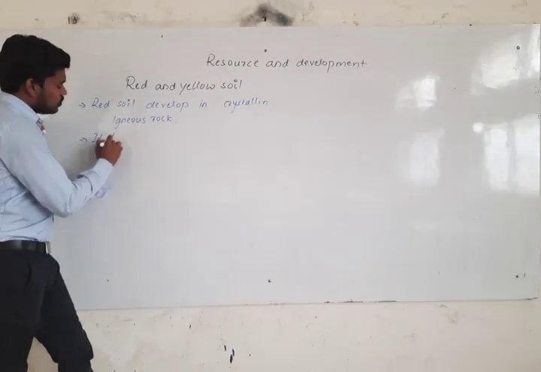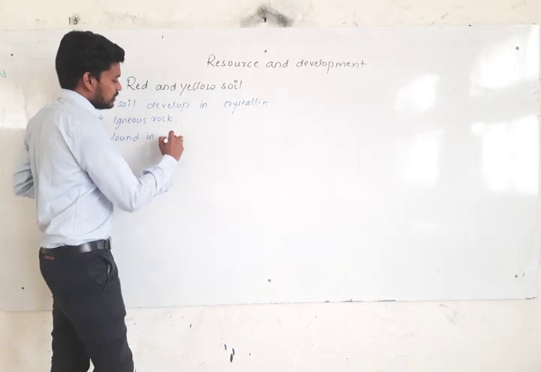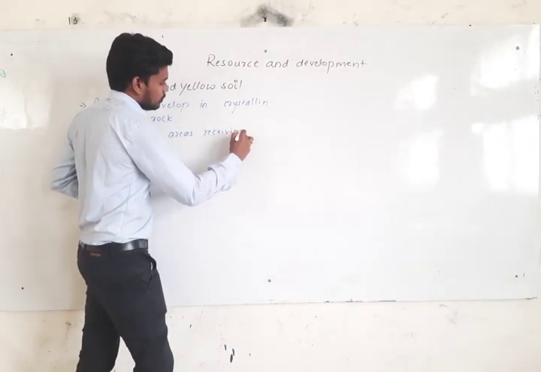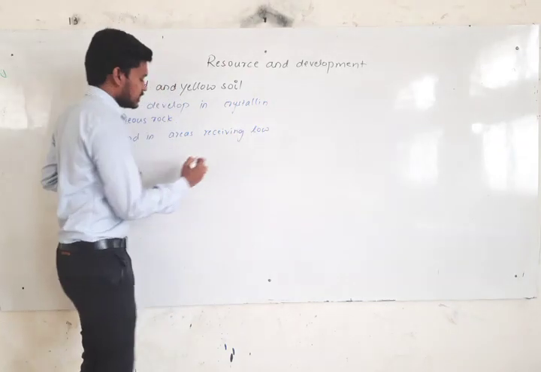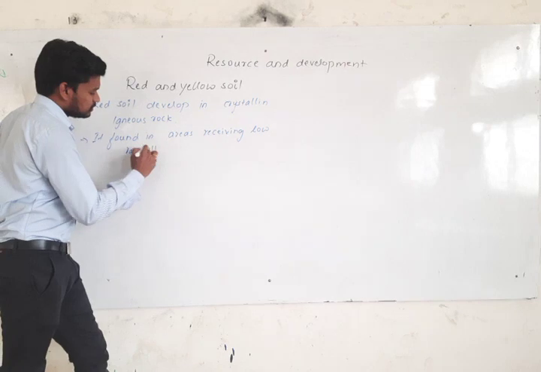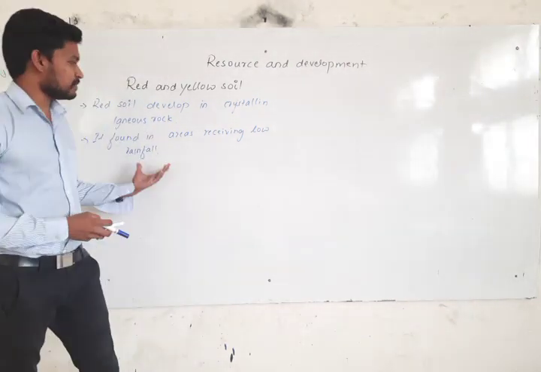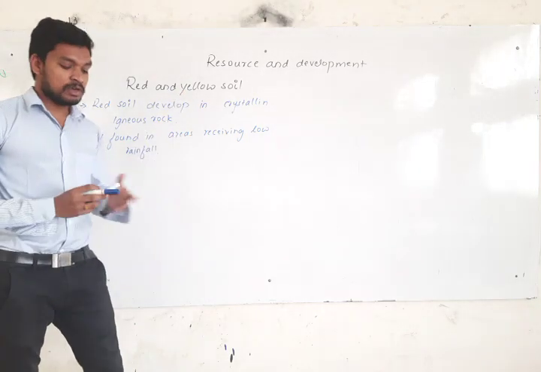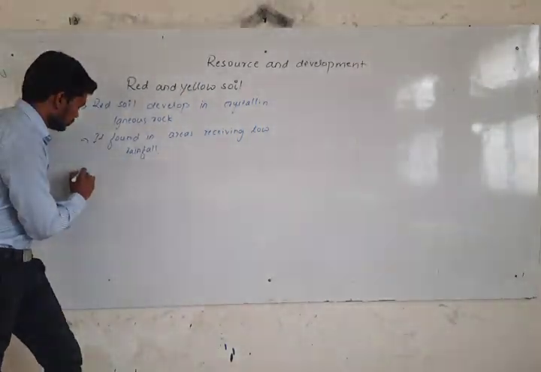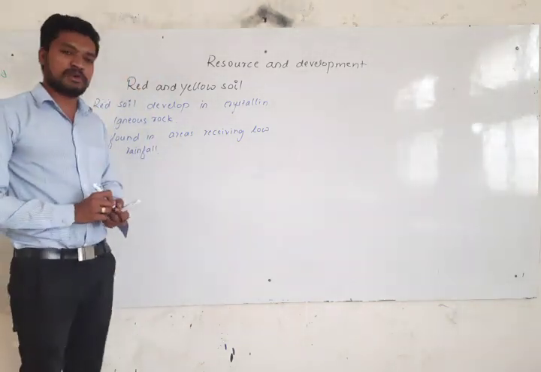And it is found in areas receiving low rainfall. The areas which receive very low rainfall, there we can find this soil. So low rainfall and high temperature cause the creation of this red. This soil gets its red color due to the diffusion of iron in the crystalline and metamorphic rock.